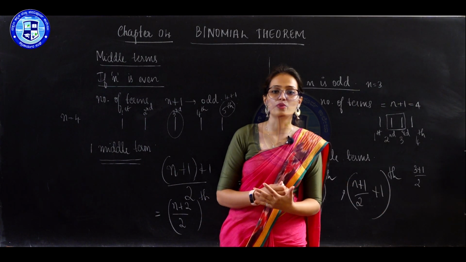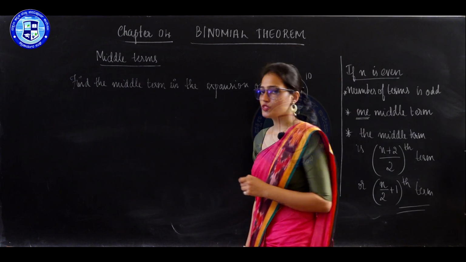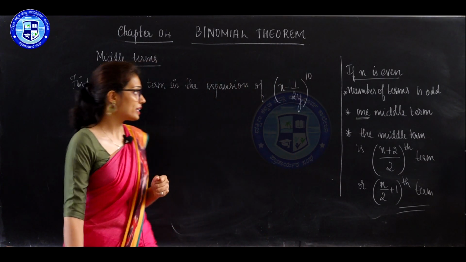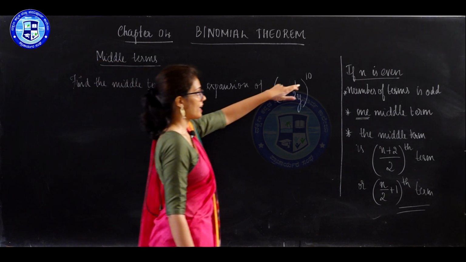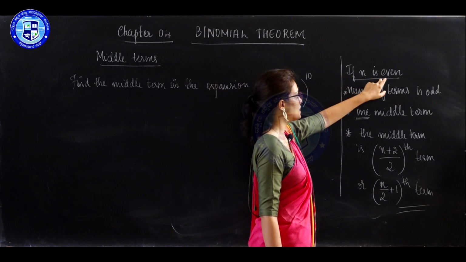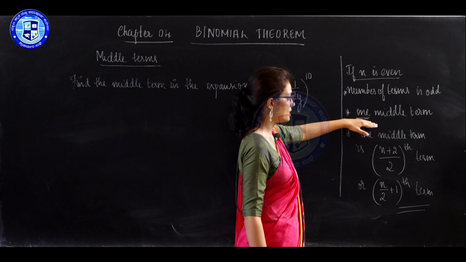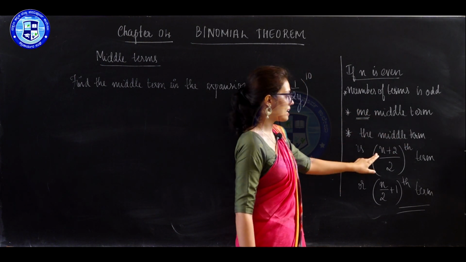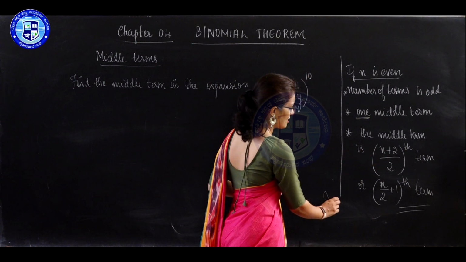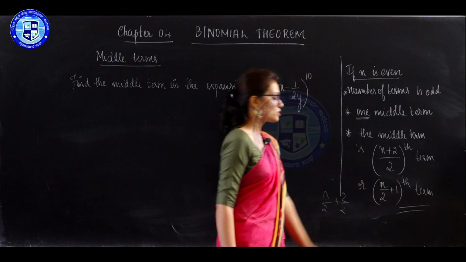Let us solve a few problems to understand this concept in a much better way. Let us find the middle term in the expansion of x minus 1 by 2y to the power 10. So, n here is 10, which is even. So, when n is even, we know the number of terms is odd, therefore, there will be one middle term, and the middle term is the n plus 2 divided by 2th term, or you can also write this as n by 2 plus 2 by 2, that will give us the n by 2 plus 1th term.